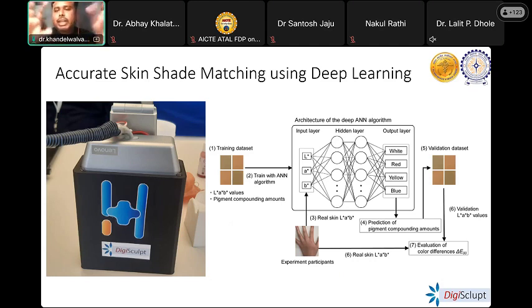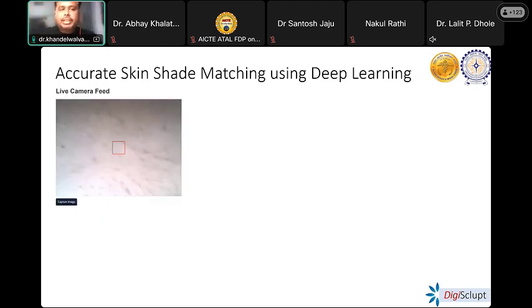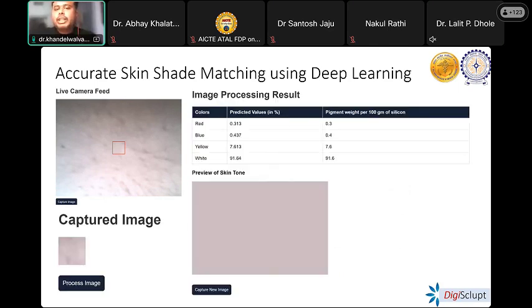So we developed a deep learning algorithm for shade matching, and a digital scanner like this, where we can now scan. This is a live camera feed where the red box is the area where we want to match the shade of the processes. So that area is selected. After we capture this image, the software will tell us the exact recipe of the various pigments which need to be added to the pre-quantified amount of silicone. With respect to 100 grams of silicone, you can see the software is now able to tell what amount of which pigment needs to be mixed with 100 grams of silicone to get this shade.